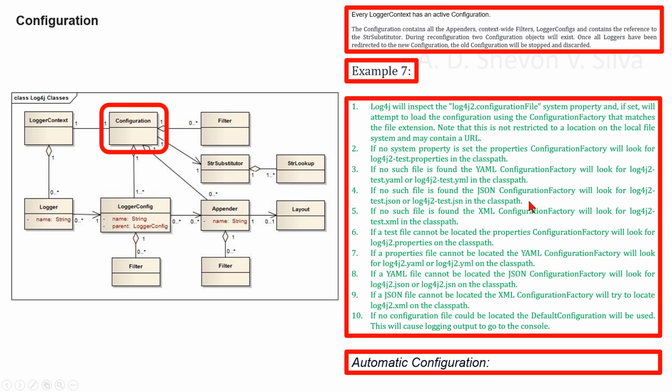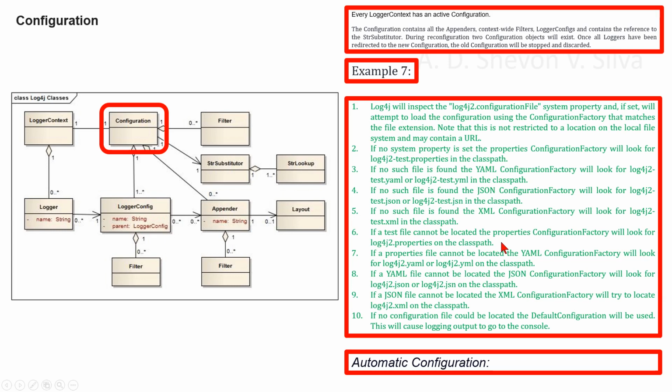Step 4. If no such file is found, the JSON ConfigurationFactory will look for log4j2-test.json or log4j2-test.jsn in the class path. Step 5. If no such file is found, the XML ConfigurationFactory will look for log4j2-test.xml in the class path.